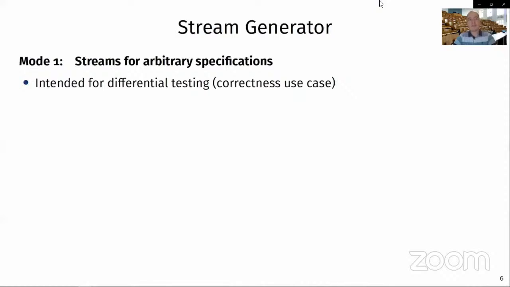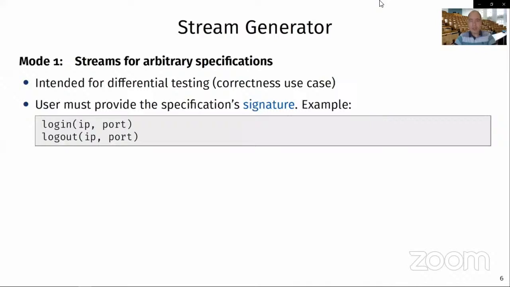Let's consider mode 1. It is intended for differential testing of monitors against our oracle component, which I will introduce shortly. In this case, the user must provide a signature, which defines predicates used in the specification and the events that will occur in the generated streams. For example, this signature shown on the slide defines two events, login and logout, each with two parameters, IP and port.